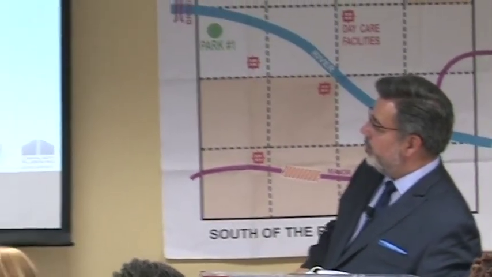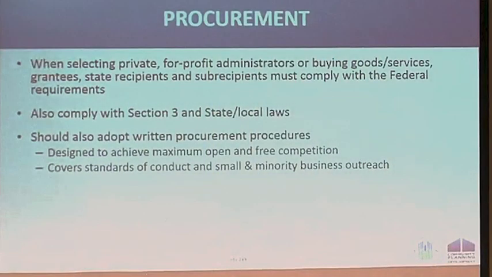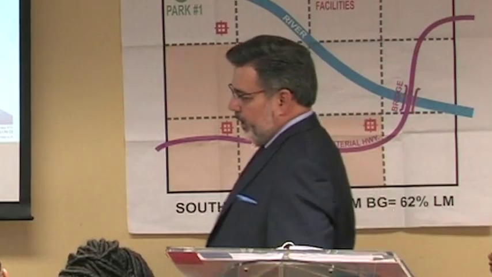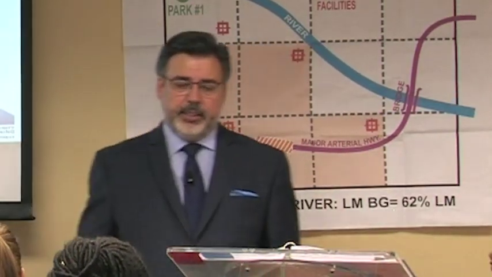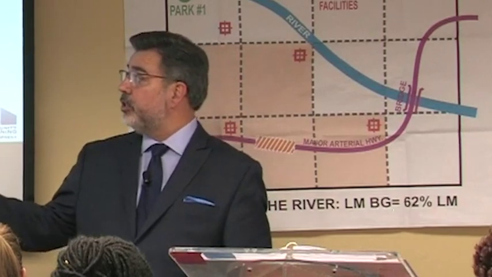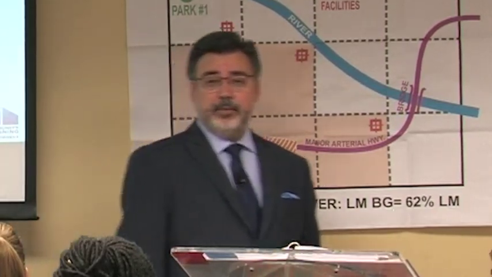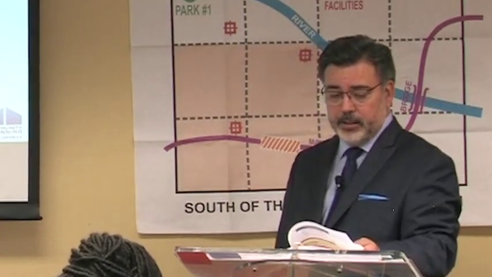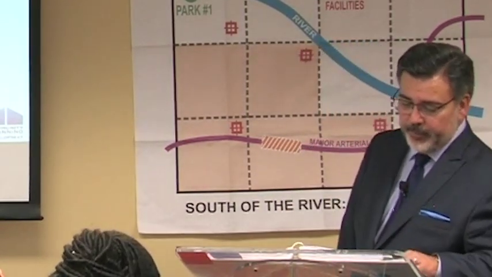So yeah, you should follow your own requirements. You should also adopt written procurement procedures. We talked about that. Cover standards of conduct and small and minority business outreach, very important, okay? And Section 3. So if you receive more than $200,000 as a grantee and the project is more than $100,000, Section 3 is going to apply, okay? We'll talk a little bit more about that in an upcoming slide. I think there's an upcoming slide, okay?